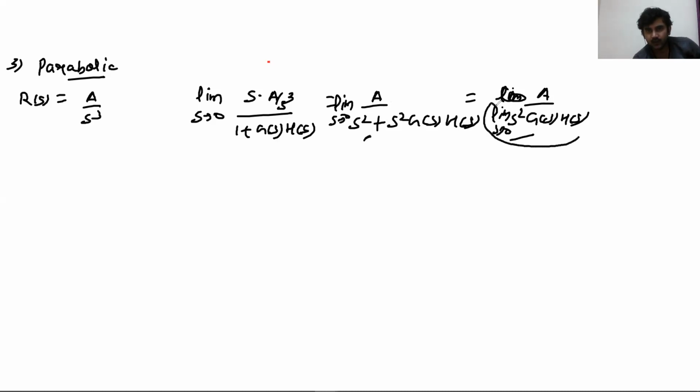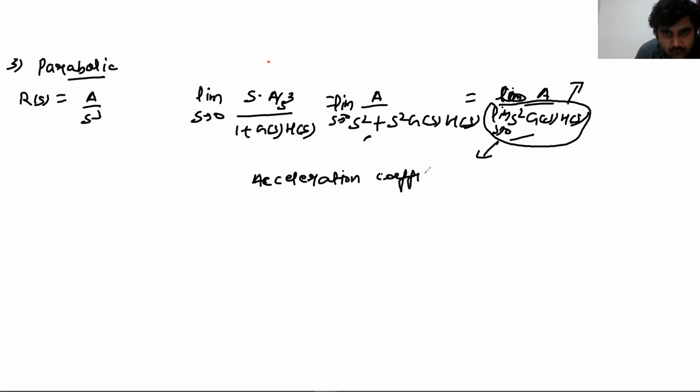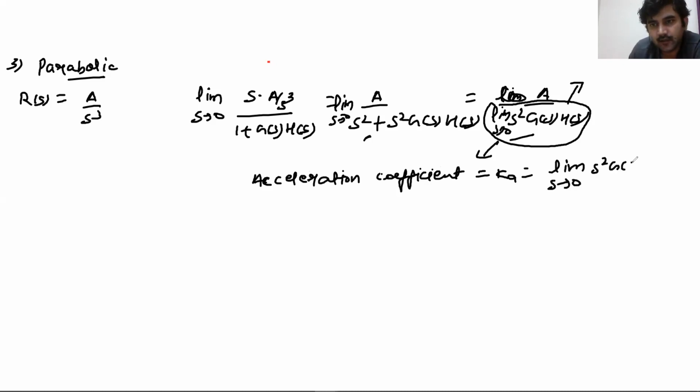So this is also a coefficient, known as the acceleration coefficient, Ka, given by limit s tends to 0, s square G(s)H(s). So these are the basic error coefficients.